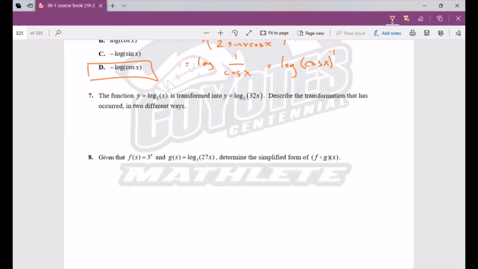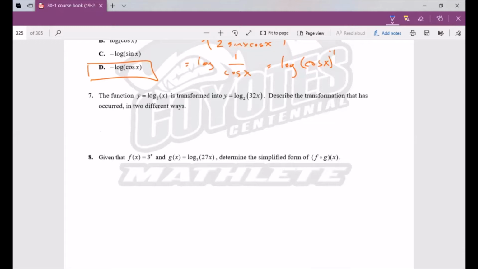All right, almost done here. Number 7 is an interesting question in that it says, okay, so this function, log x base 2, is transformed into log 32x base 2. Describe the transformations that have occurred in 2 different ways.